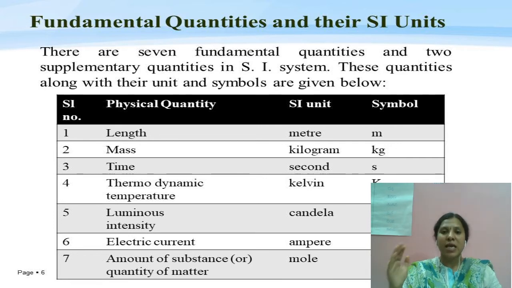Thermodynamic temperature is expressed in terms of Kelvin, capital K. Luminous intensity is expressed in terms of candela, symbol capital C, small d, cd. Electric current is expressed in terms of amperes, symbol capital A. The amount of substance is expressed in terms of mole, and the symbol is mol. So these are the 7 physical quantities, the corresponding SI units and the corresponding symbols.